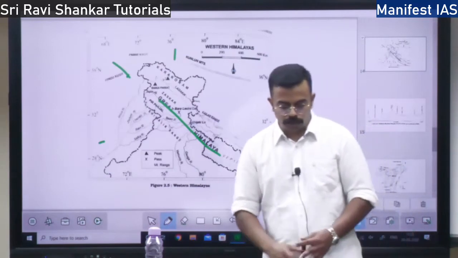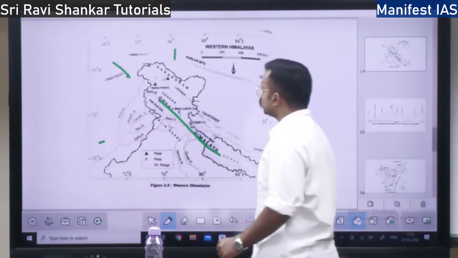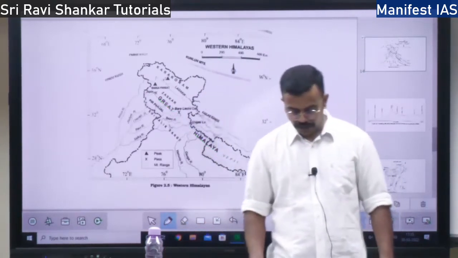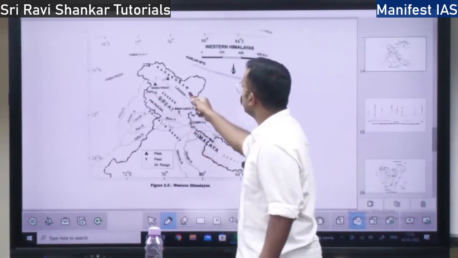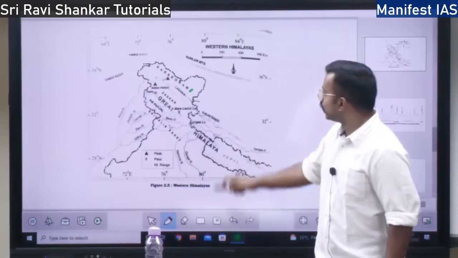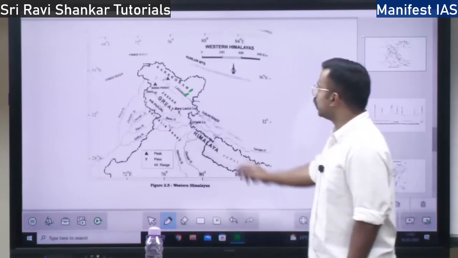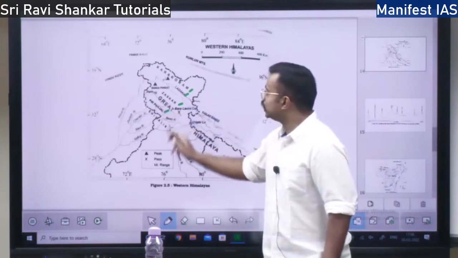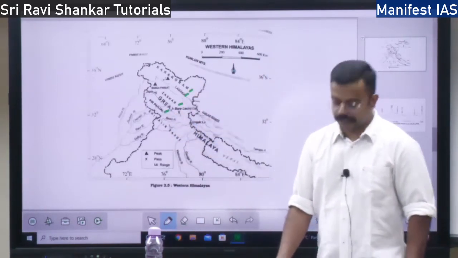So first we will talk about the Kashmir and Northwest Himalayas. In the Kashmir, you find four things. First, you will find the Karakoram Range. Karakoram Range is the topmost range. Next, you will find the Ladakh Range. This is the Ladakh. Union Territory of Ladakh was formed, right? Next, you have the Zaskar Range. Third one is Zaskar. Fourth is the Pir Panjal. These are the four ranges you will find in the Kashmir and Northwest Himalayas.